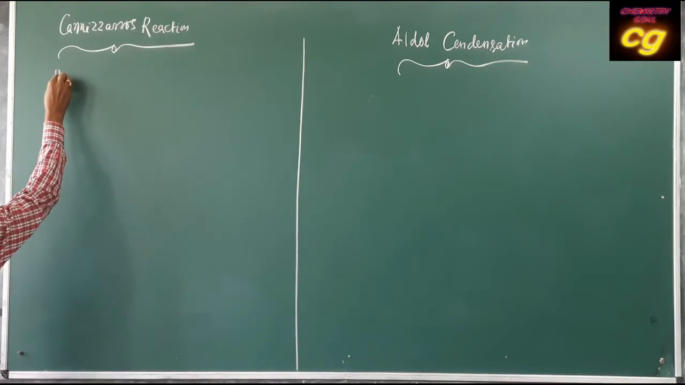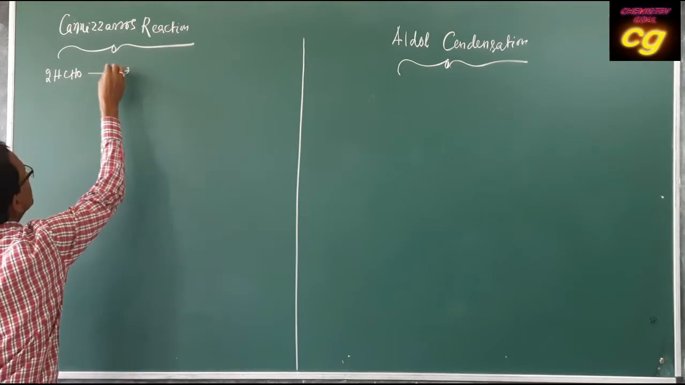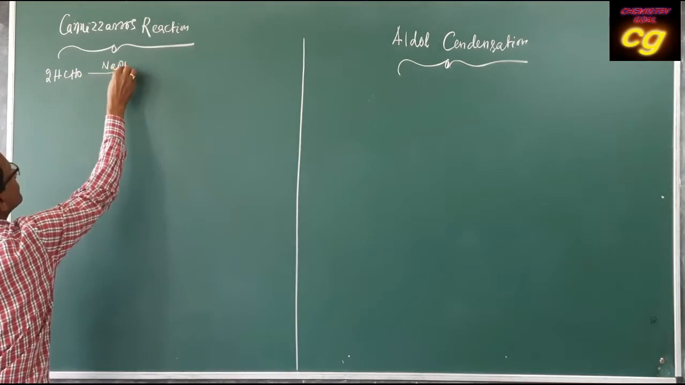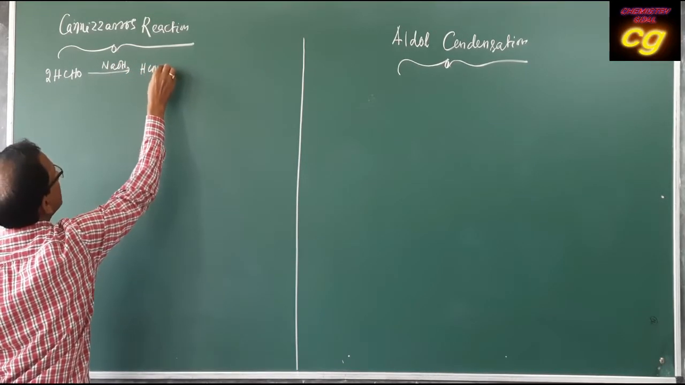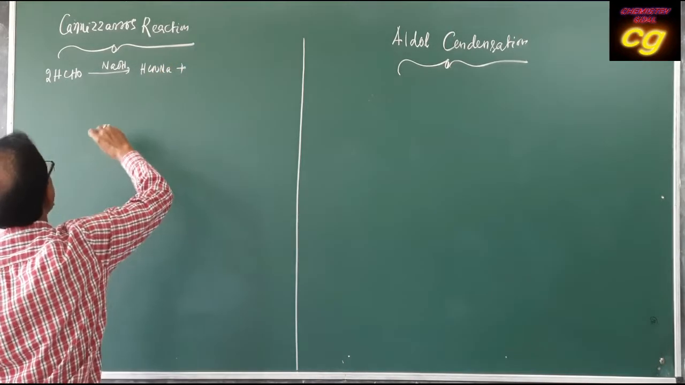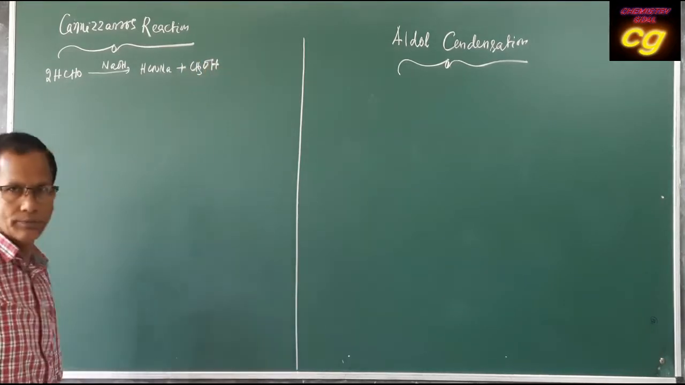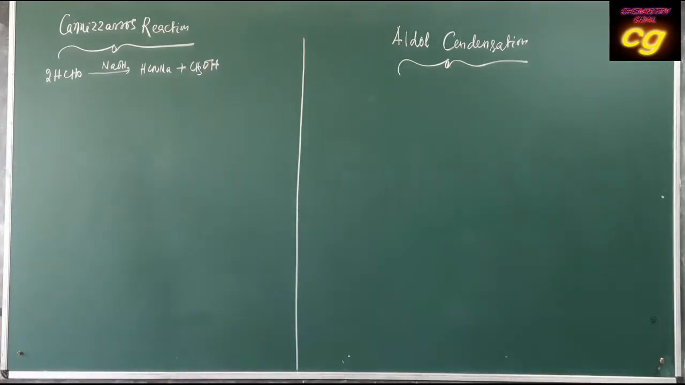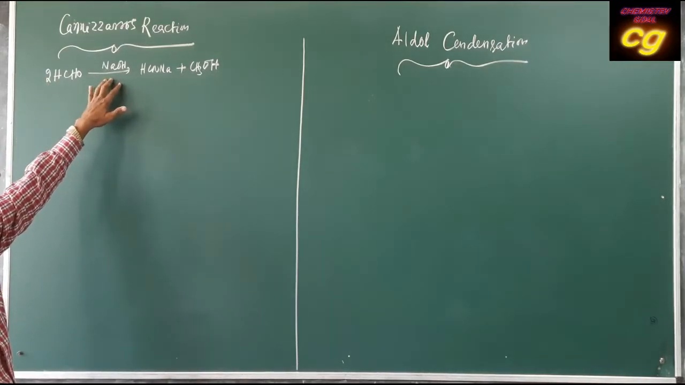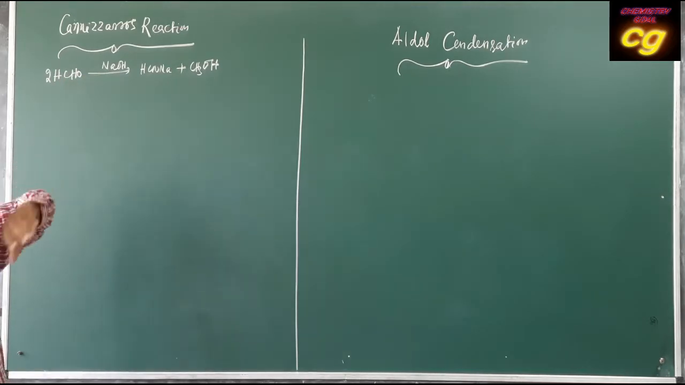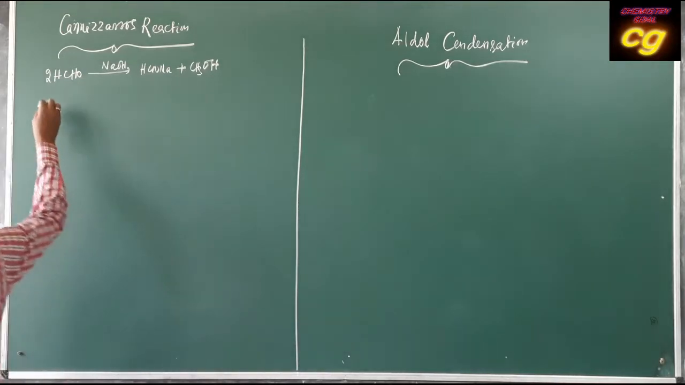Here let's take formaldehyde, having no alpha hydrogen atom. Two molecules of formaldehyde react with the base NaOH, forming HCOONa and CH3OH, that is alcohol. All Cannizzaro's reactions generally take place in the presence of concentrated NaOH, and the aldehyde should have no alpha hydrogen atom. You see the mechanism.